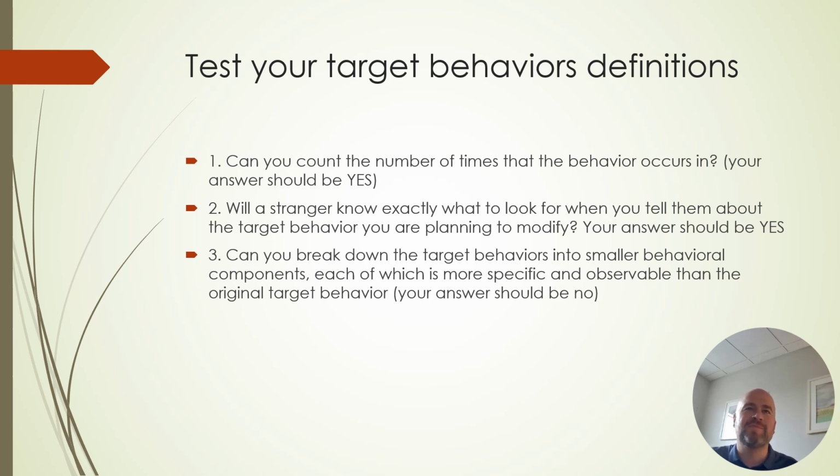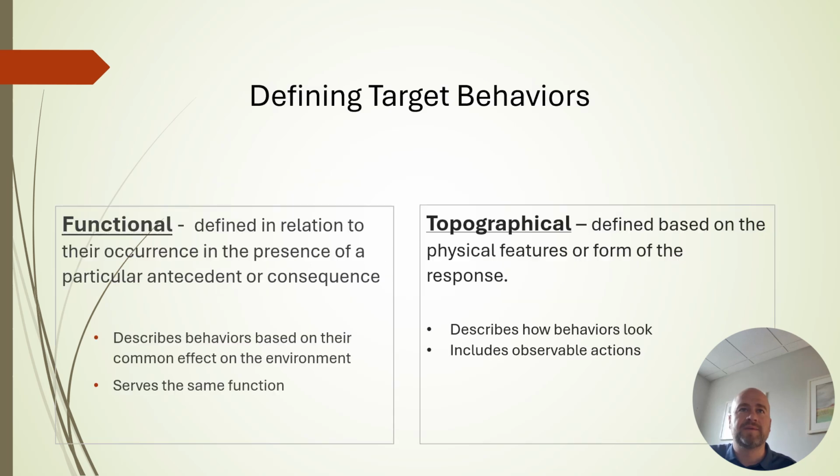And then finally, can you break the target behavior into smaller behavioral components, each of which is more specific and observable than the original target behavior? And the answer to this should be no, that is our target behavior, that we've already broken it down to its smallest components, and they're very specific and observable. So these three criteria are a great way to review definitions to make sure they are ready for implementation.